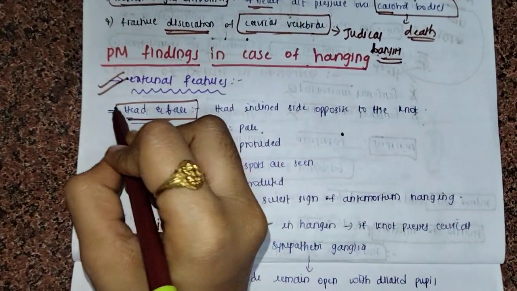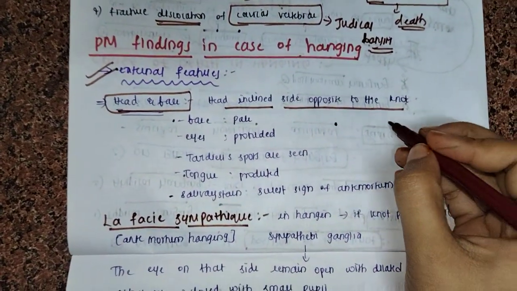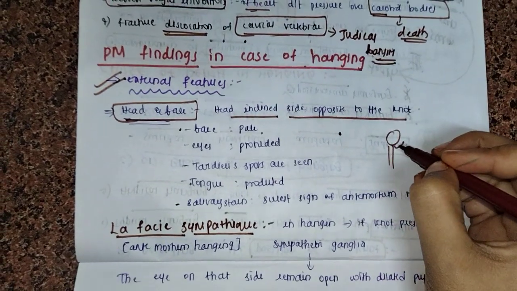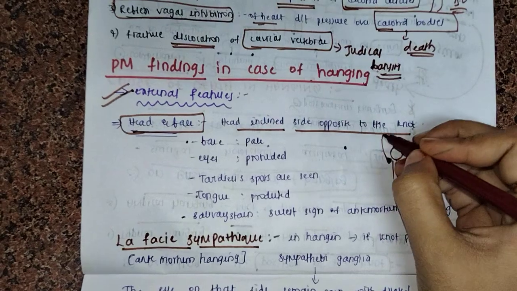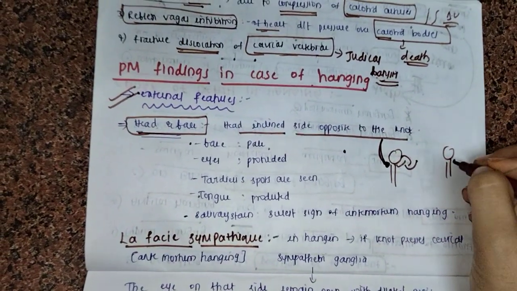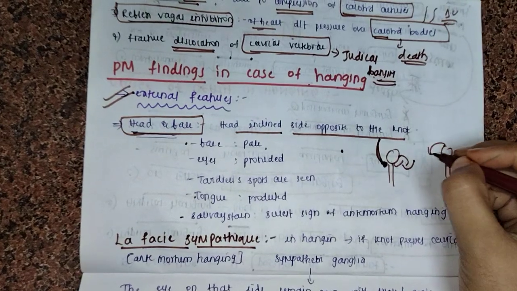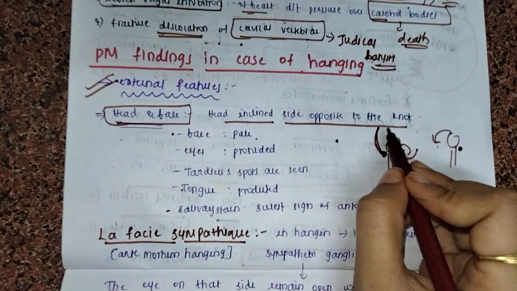In the head and face, the head is inclined to the side opposite to the knot. If this is the head, and this is the knot, the head will incline to this side. If the knot is tied on this side, the head will incline to this side. Okay, the head is inclined opposite to the knot.